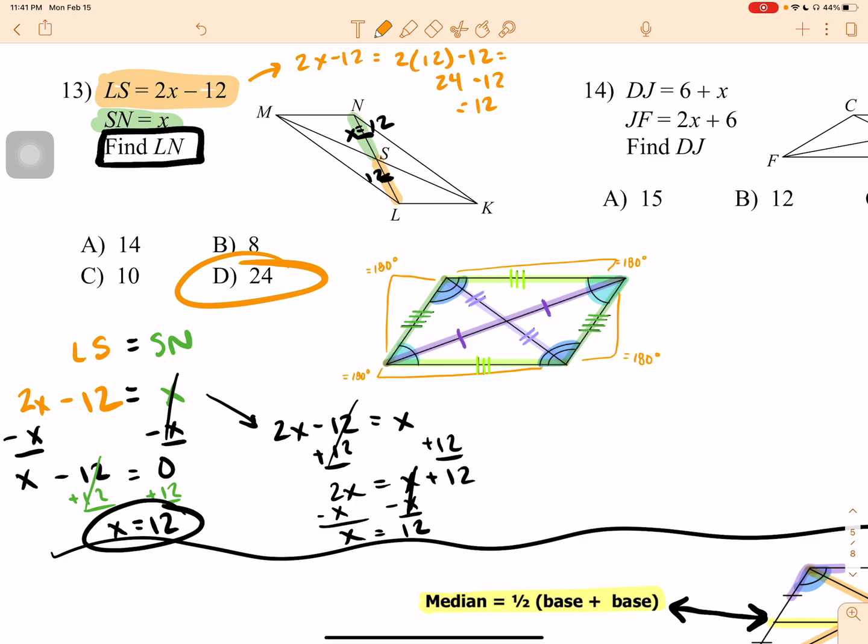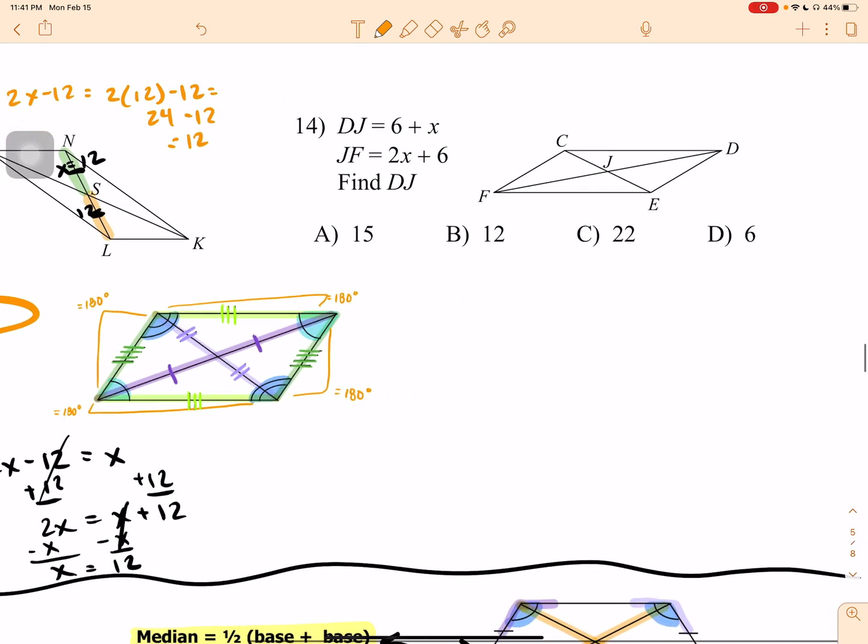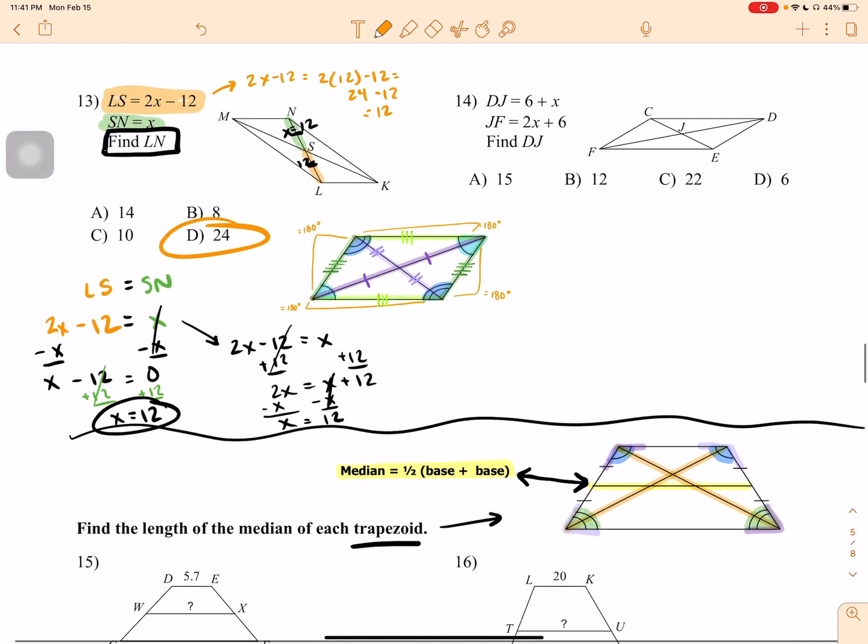You can tell I'm getting faster because I'm getting really tired. So please make sure that you're pausing the video, okay? Use the same logic. Here you're working with DJ and JF, okay? And it wants you to find DJ. You got this, go ahead.